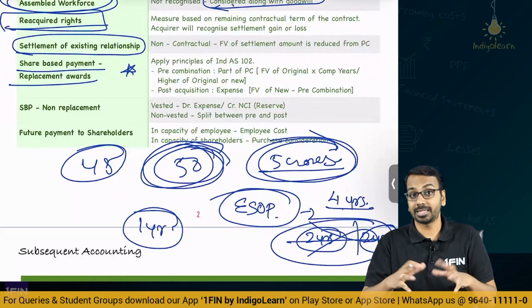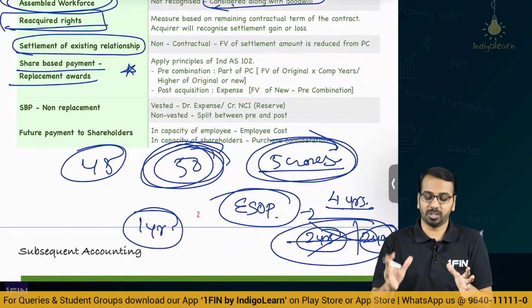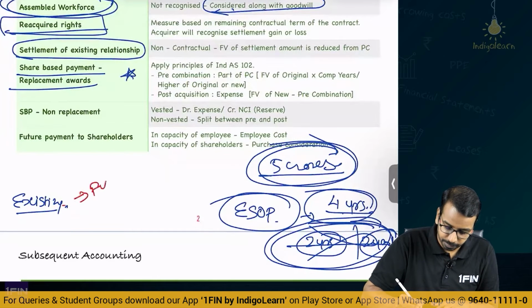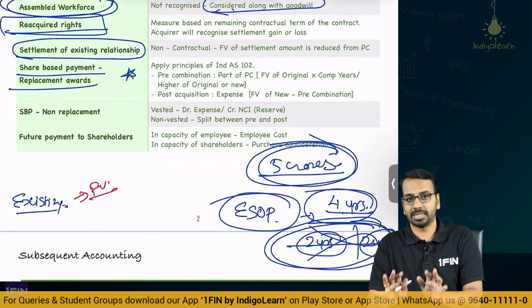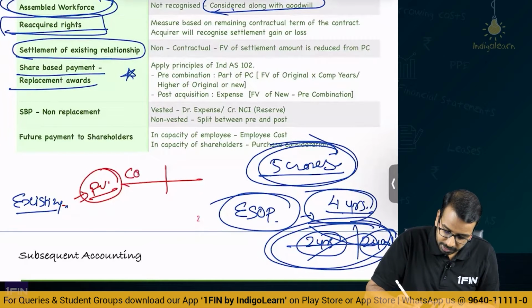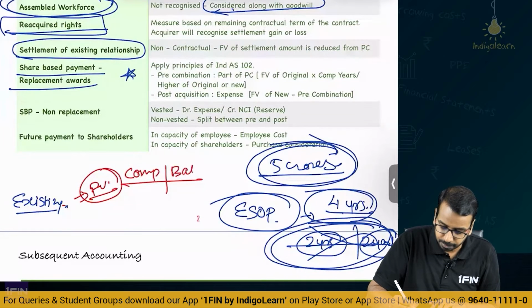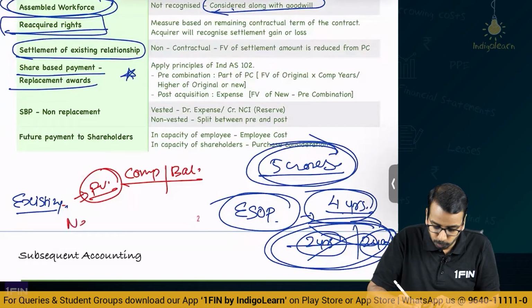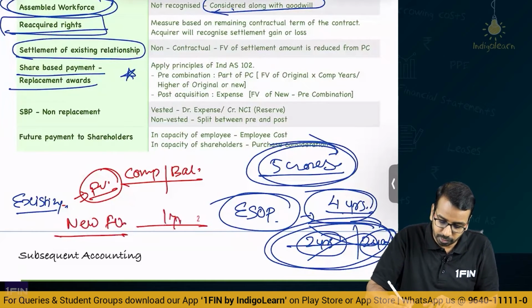In that case, how do we do the valuation? Now, there are 2 aspects. One, the existing award that the employees have has some fair value. Out of this fair value, there are 2 parts: one is the already completed portion, one is the balance portion. Then I gave them my rewards or my awards, which is a new share based payment plan. This also has a fair value, and for this I am saying you serve for 1 more year.